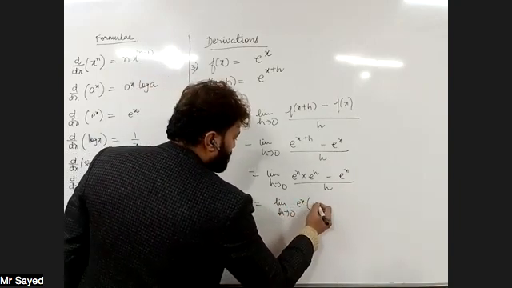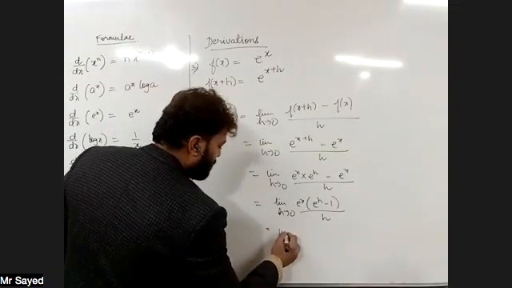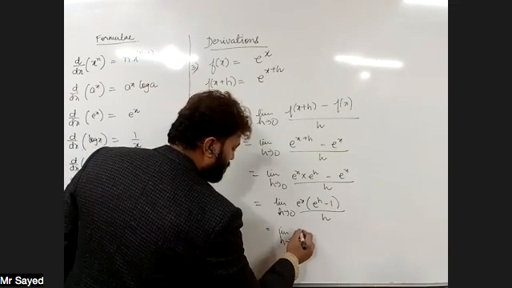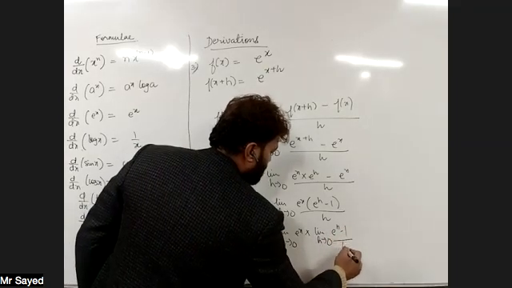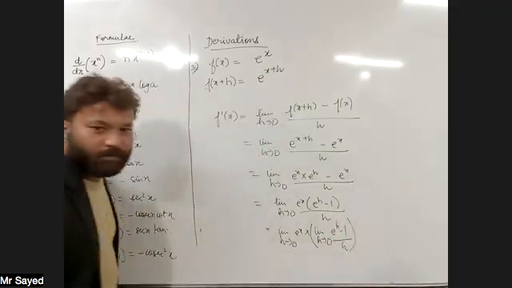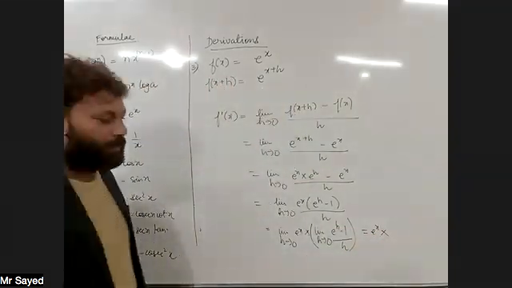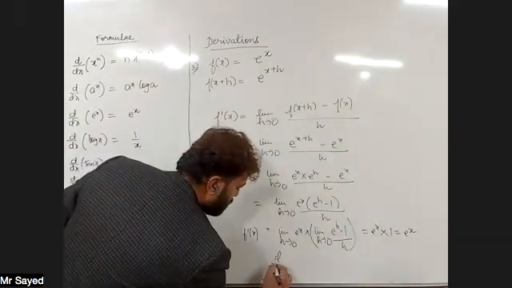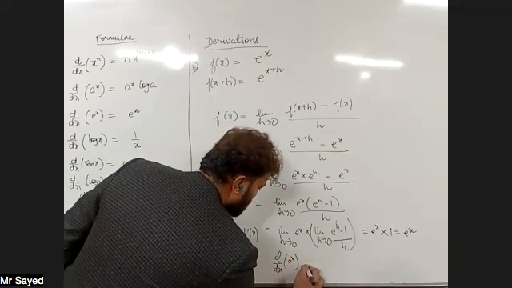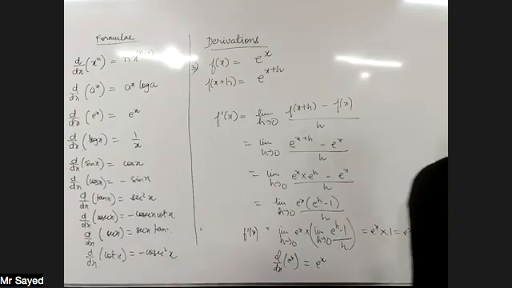We can take e raised to the power x as common, [e raised to the power h minus 1] upon h. So this will be limit h tends to 0, e to the power x into limit h tends to 0, [e to the power h minus 1] upon h. Now there is no h over here, so only e to the power x. So we can now write d by dx of exponential function is same, e to the power x. Try doing it on your own without looking at the board.